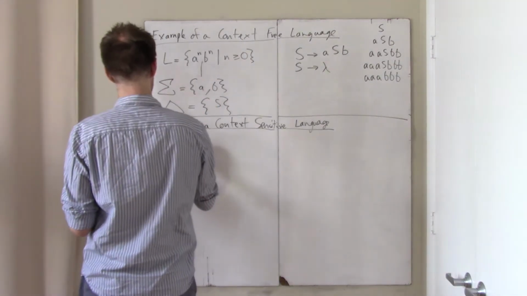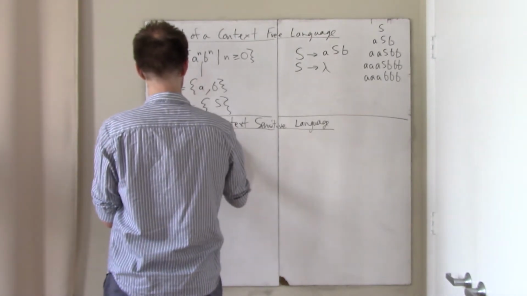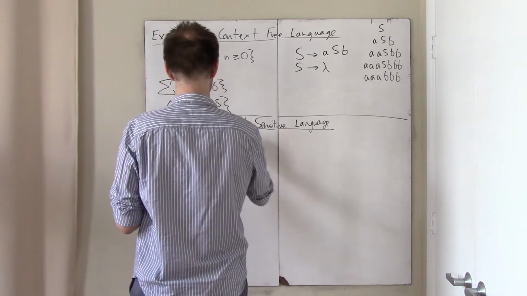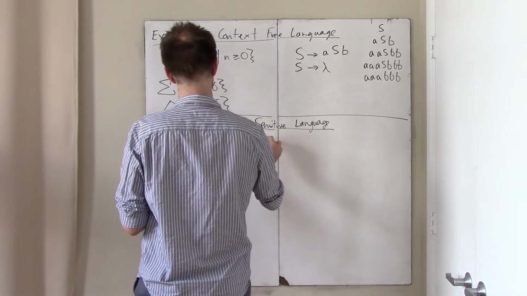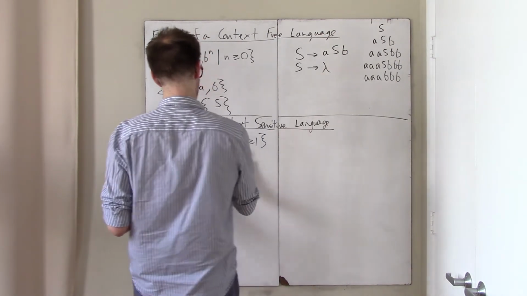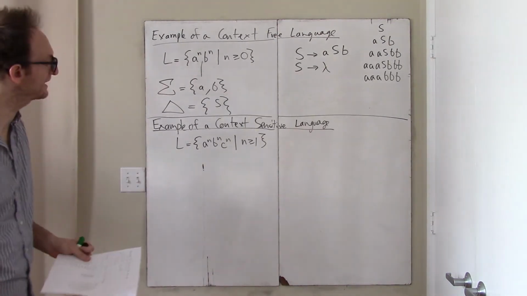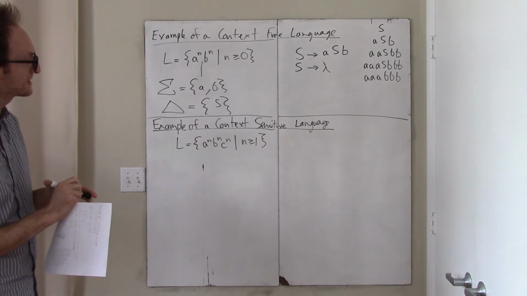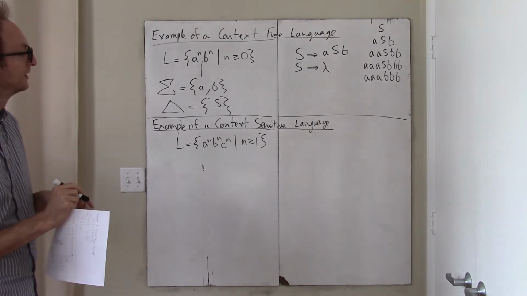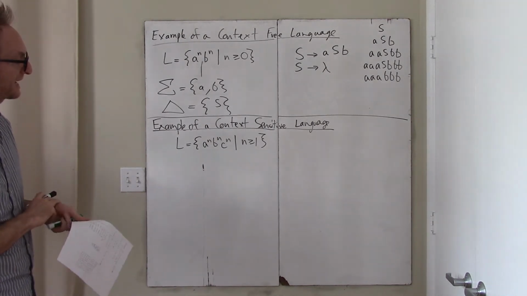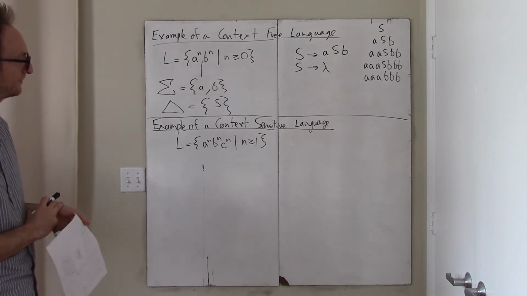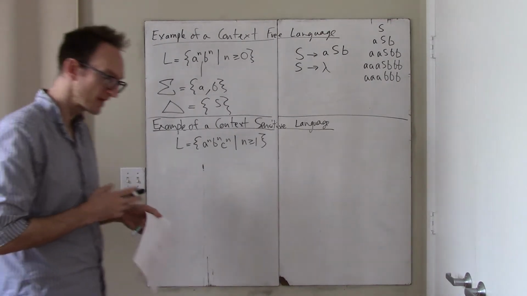And the language is the set of all strings of the form A to the n, B to the n, C to the n, such that n is greater than or equal to 1. Okay, and I have to be honest, I don't think I have any sort of deep intuition as to why this language is not context-free.